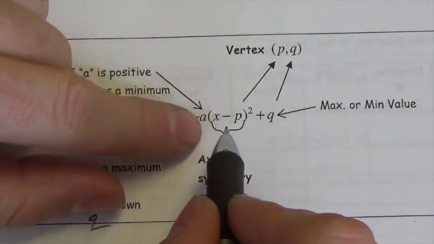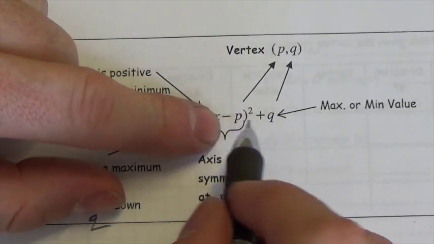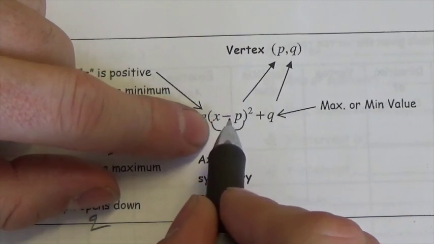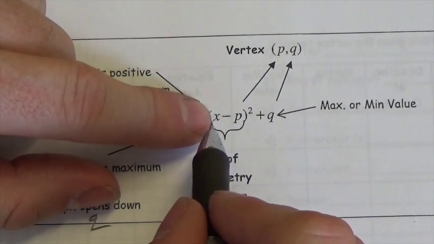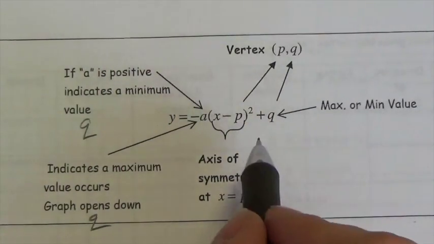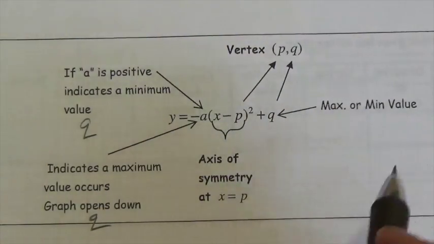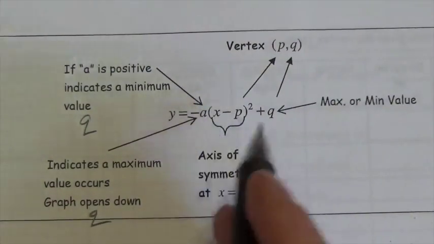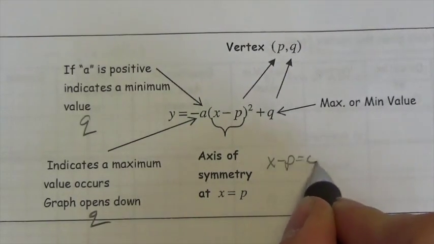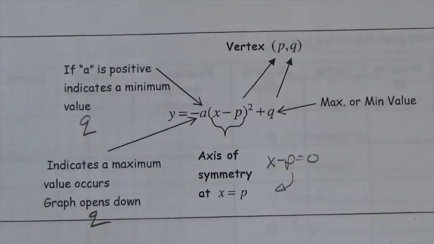The vertex here is going to be the coordinates of that point, p, q. Notice I got to change the sign here from whatever number I see inside the parentheses, because I'm going to be subtracting the p value. And then the q value is okay. Whether it's positive or negative, it's going to stay positive or negative. The axis of symmetry occurs where whatever's inside here being squared is set equal to 0. So x minus p equal to 0. And then that can be written as x equals p.